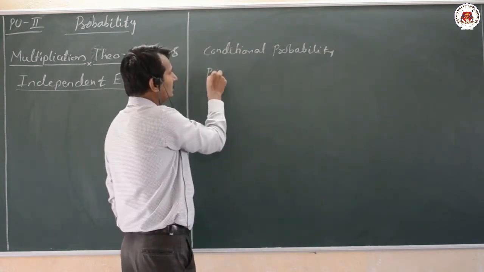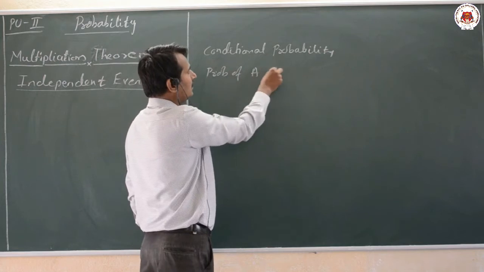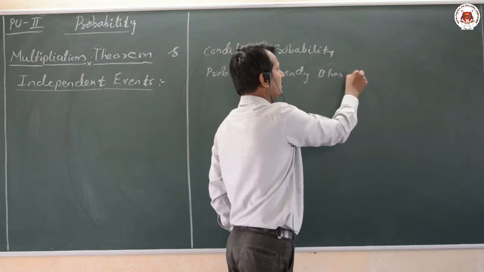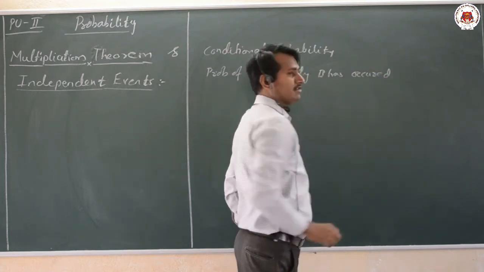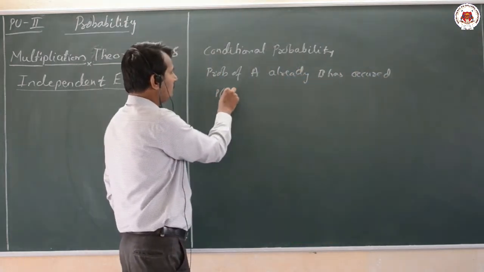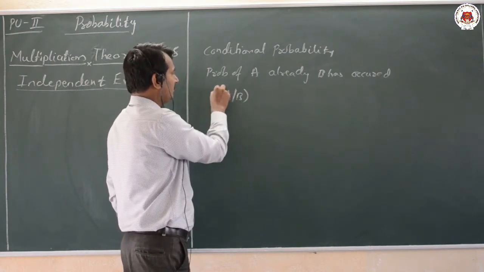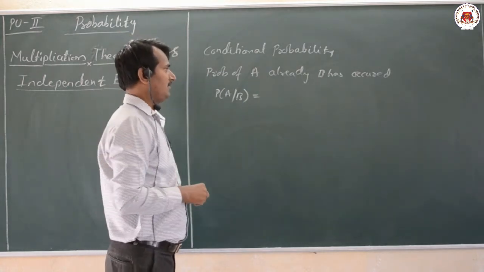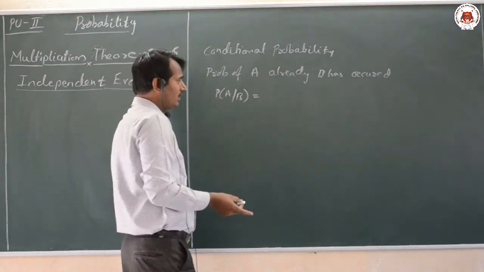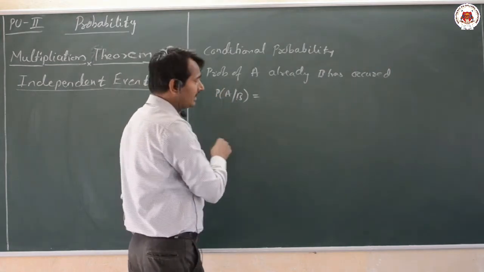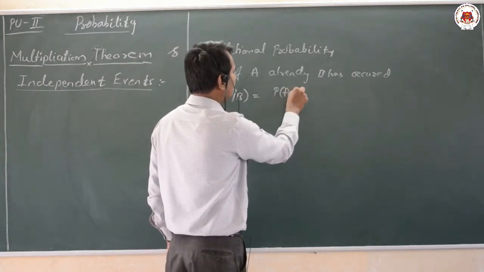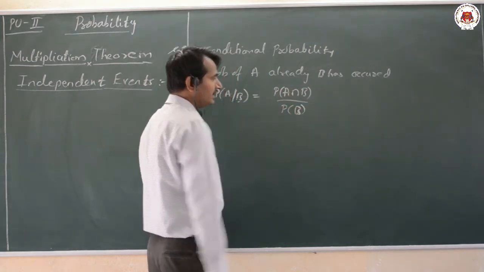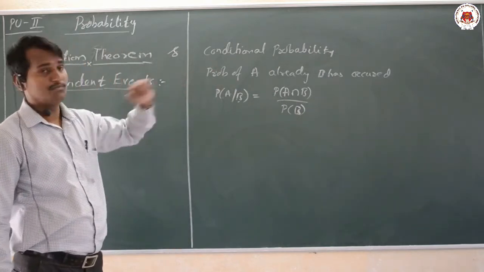That is very simple. It is the probability of A, given that B has occurred. That is nothing but P of A bar B. According to the definition of conditional probability, P of A given B is denoted and defined by P of A intersection B divided by P of B. That is the definition of conditional probability.